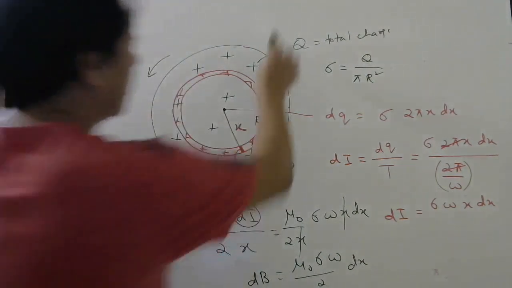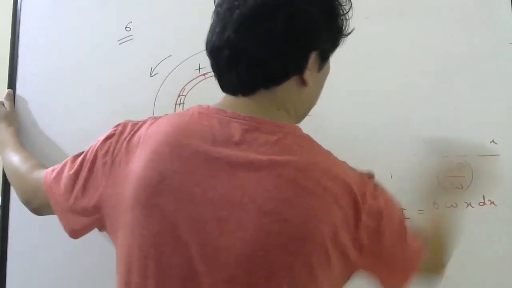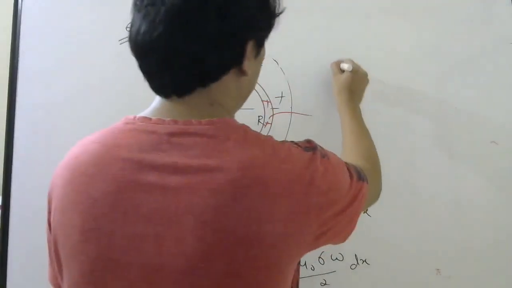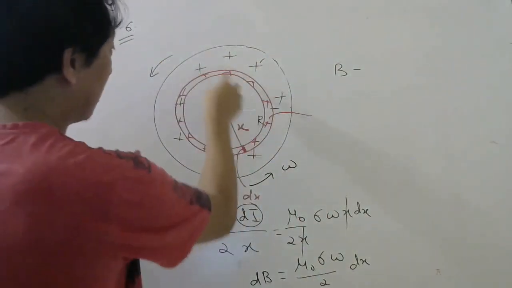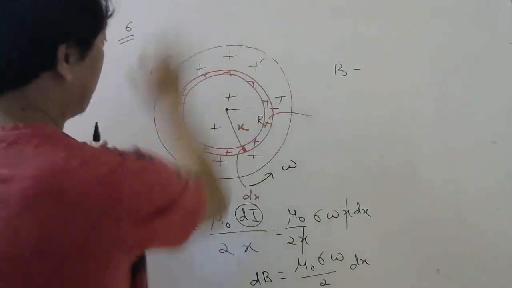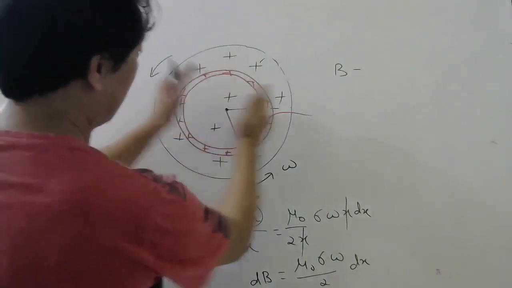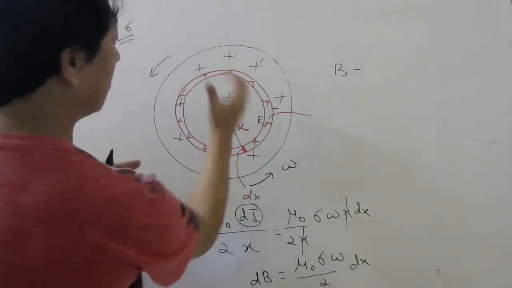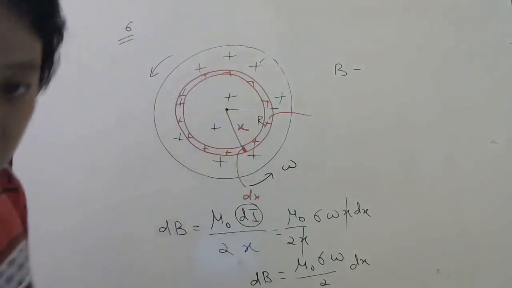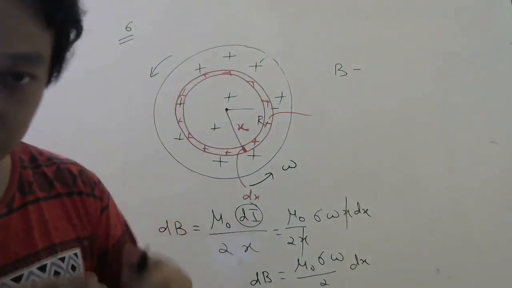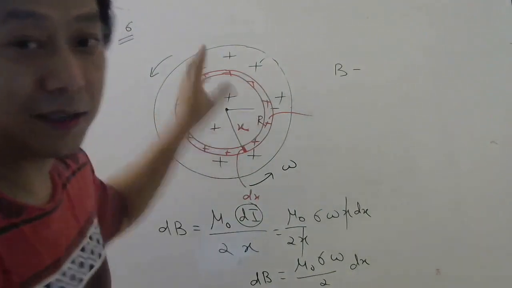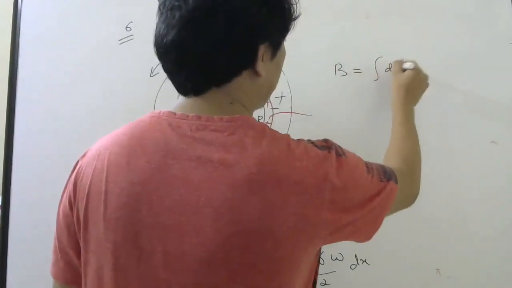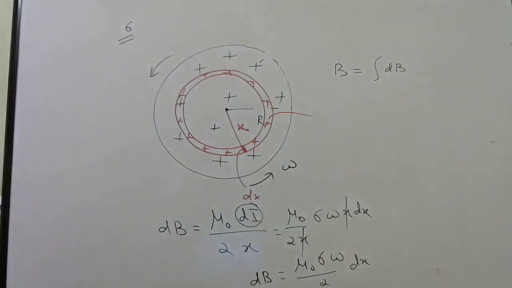Now I have to find the total magnetic field. Every ring has a current like this. Once the disk rotates, every ring of this disk will also rotate like this, so the current will be like this. So the magnetic field everywhere will be in the same direction, right? So we can just add all the magnetic fields produced by the individual rings of this disk. So the total magnetic field will be just the integration of dB. No need to take components.